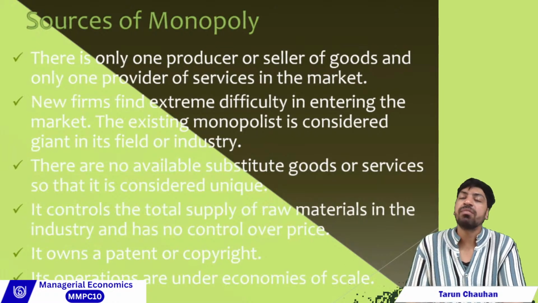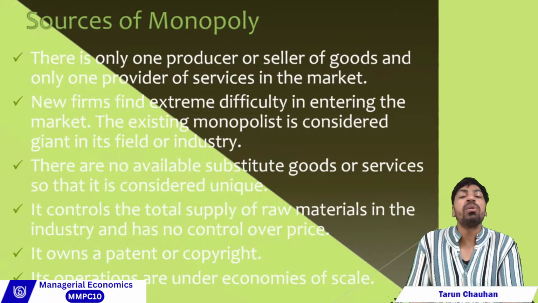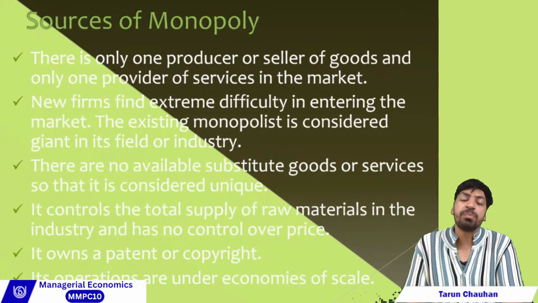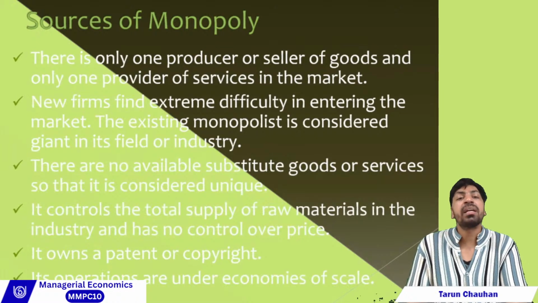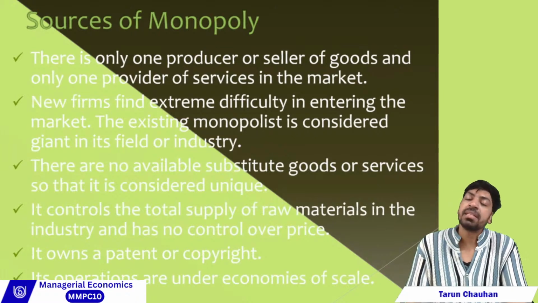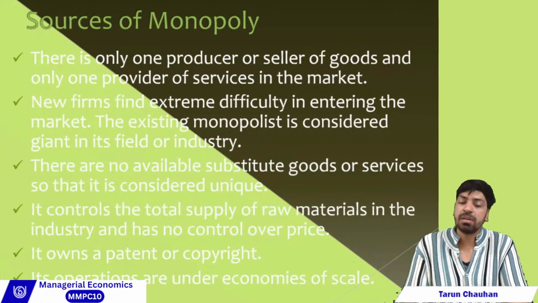Very simple. Of course, as the one seller, they have the total supply. They have whole control over the supply of raw material, but they have no control over the price, because the price will be made by the industry and that price will be accepted by the monopolistic producer or seller. It owns a patent and copyright. As there's one seller, they have their own copyright and their own patent to use for a particular product or service that they sell or offer in a market.